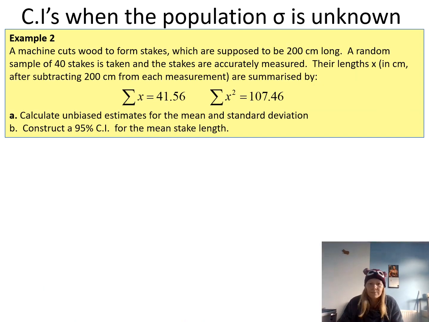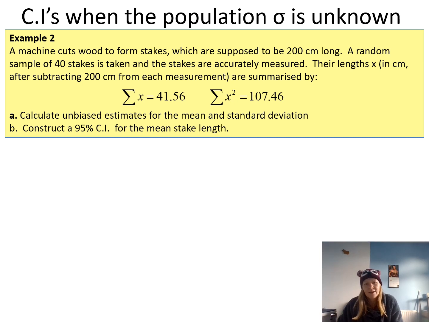Right, next we have another one. Okay, a machine cuts wood to form stakes, which are supposed to be 200 centimeters long. What do you use stakes for then, I wonder? Killing vampires, you might think. Well, let's see. A random sample of 40 stakes is taken, and the stakes are accurately measured.